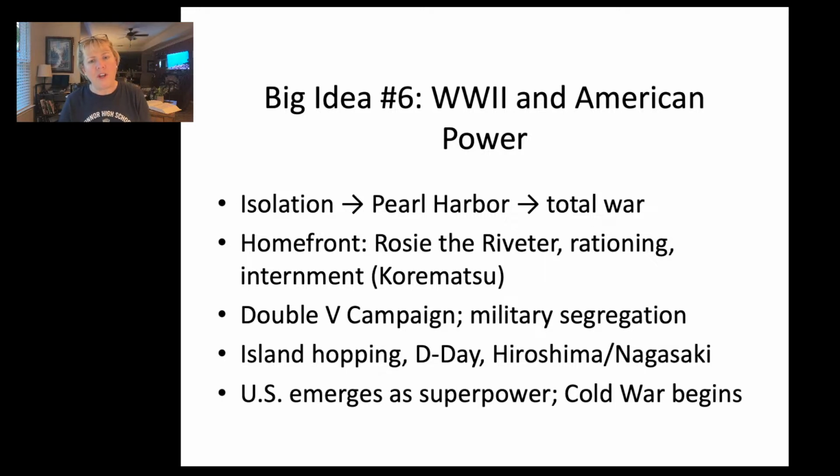But as the war gets started over in Europe, FDR sees the writing on the wall, and the Neutrality Acts are going to be passed, but we're also going to see ways around the Neutrality Acts, like Lend-Lease, Destroyers for Bases, and Cash and Carry.